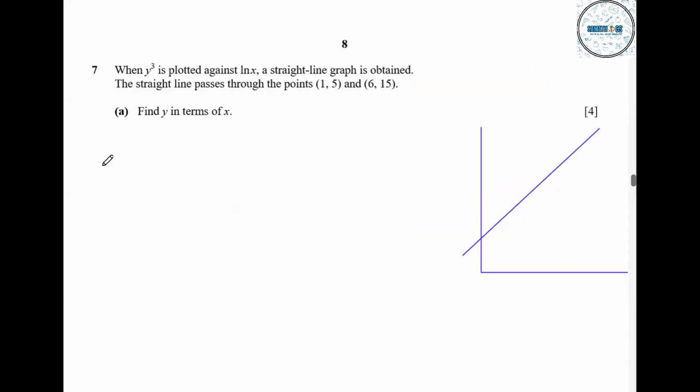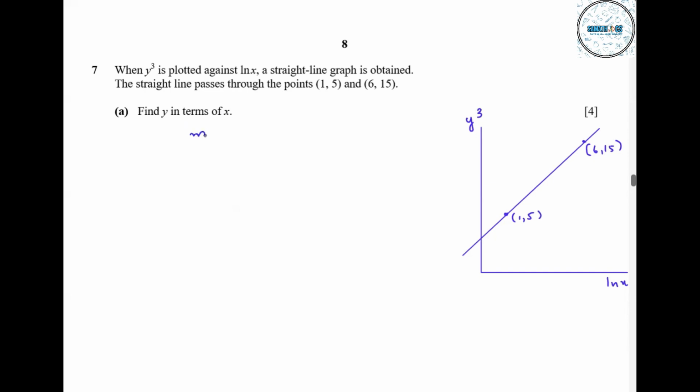Question number 7. When y cube is plotted against ln x, a straight line graph is obtained. The straight line passes through the points (1, 5) and (6, 15). Find y in terms of x. So first of all, we can make the equation for this line whose coordinates are (1, 5) and (6, 15).